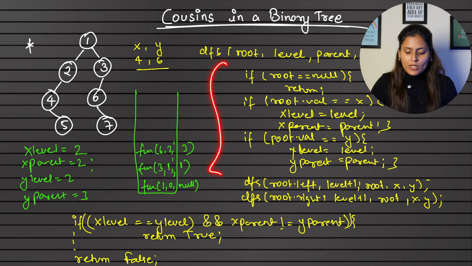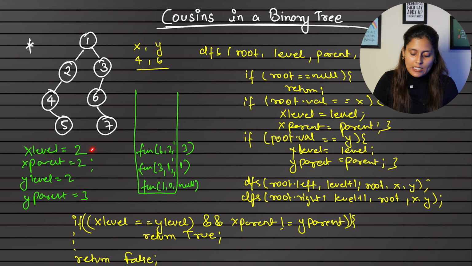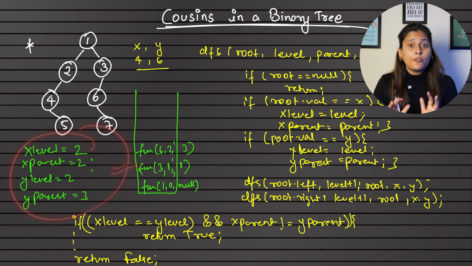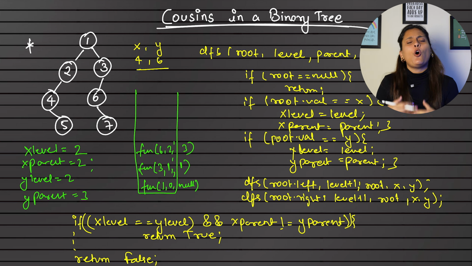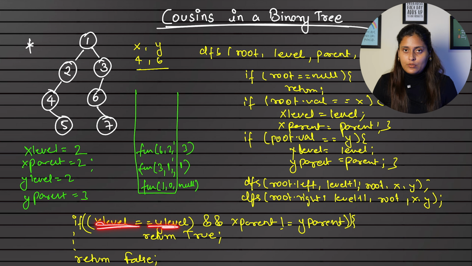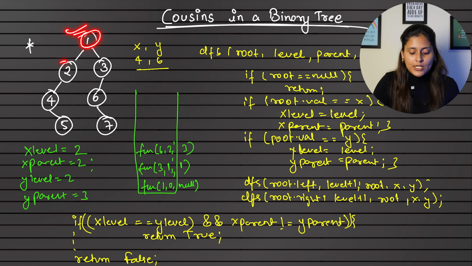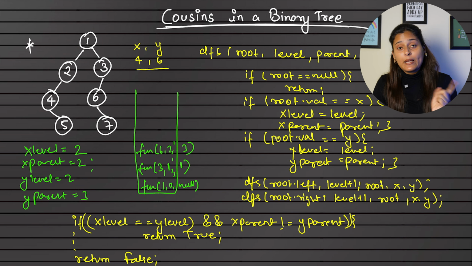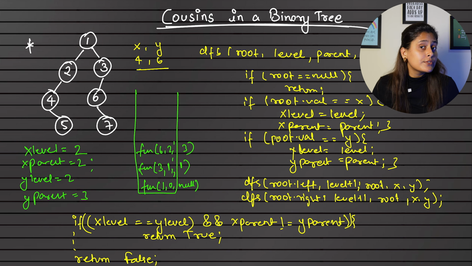After coming outside, once this DFS call is over, it means these 4 variables are filled. If it is not filled, it means either X or Y or both were not present. So now we'll check if the levels are same and the parents are not same, return true, or else false. Very simple. Time complexity will be O of n because we are iterating over all the nodes. Space complexity will also be O of n.